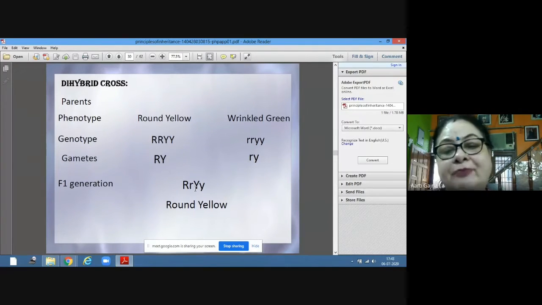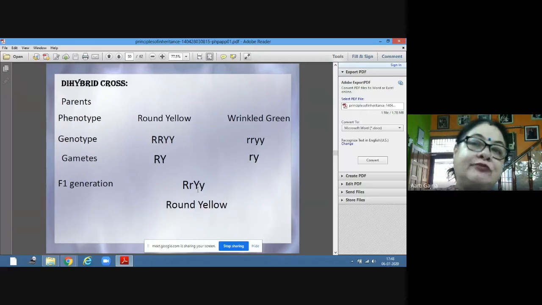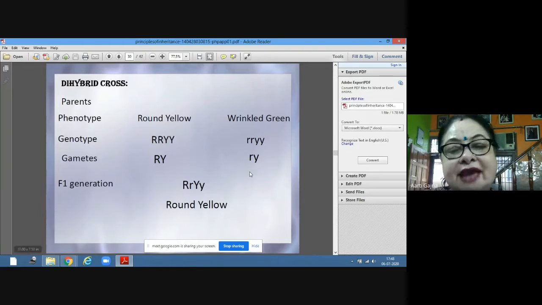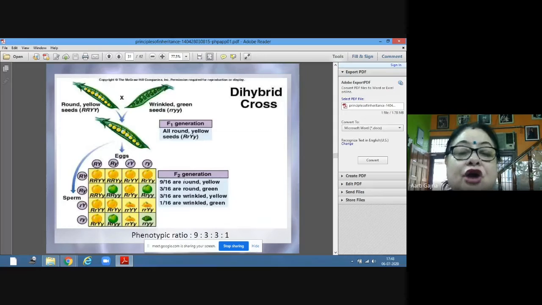All were having capital R and capital Y. So that means all were having round and yellow, because round and yellow were dominant. So capital R, small r, capital Y, small y. This is the F1 generation. Now in the F2 generation, what happened?